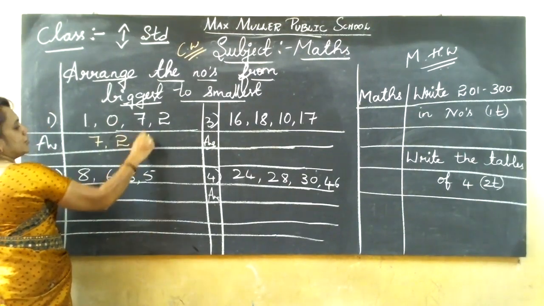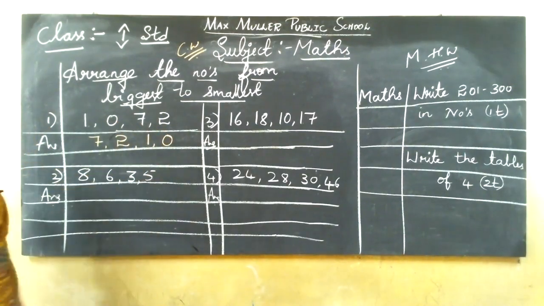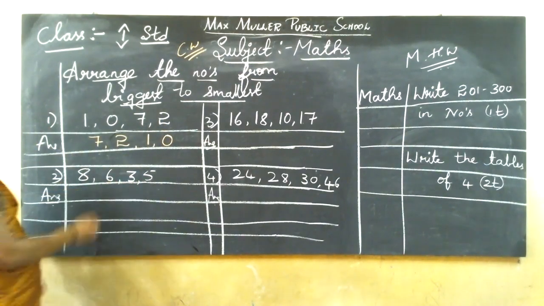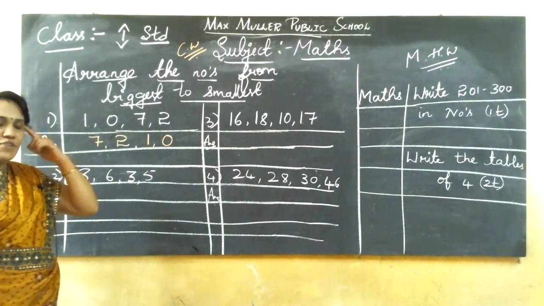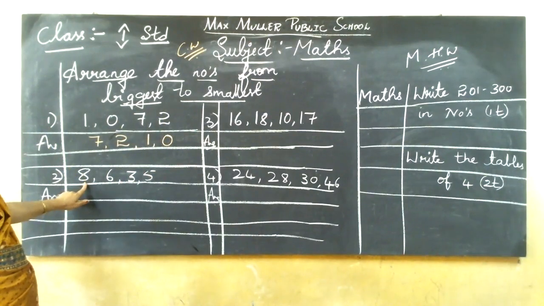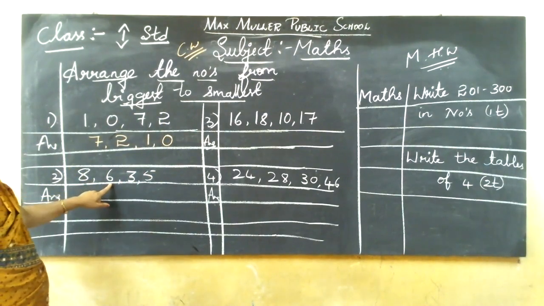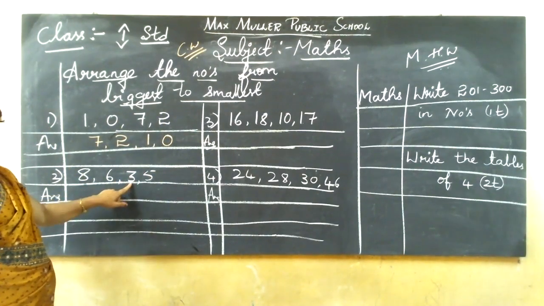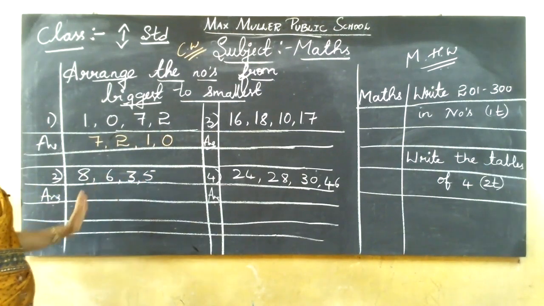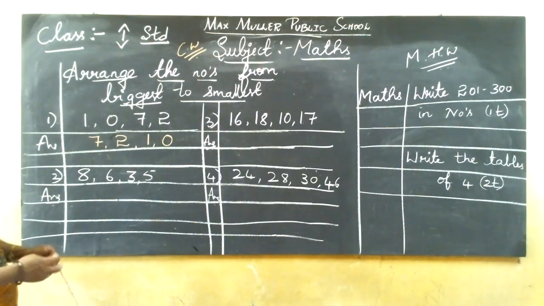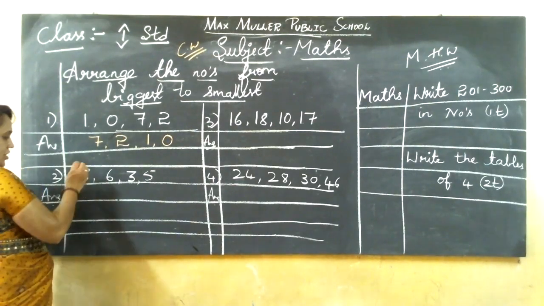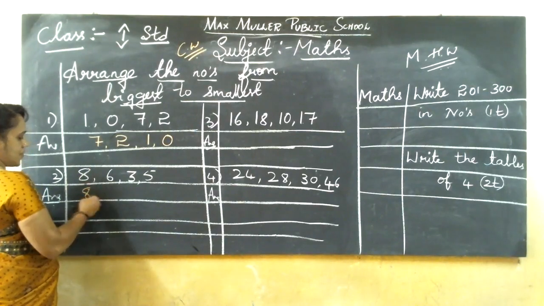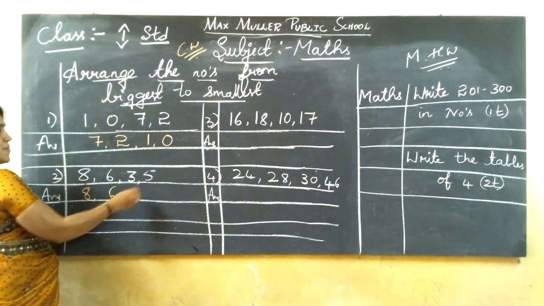Then 1. Then 0 will come. Understand? Next, which is the biggest number here? 8, 6, 3, 5. Just two minutes, see the question and think. Which is biggest? You will be having 8 chocolates. Another friend will be having 6. One more friend 3. One more friend 5. Who is having more now? Who is having very more chocolates in the hand? 8. So that is the biggest number. 8, then 6, then 5.